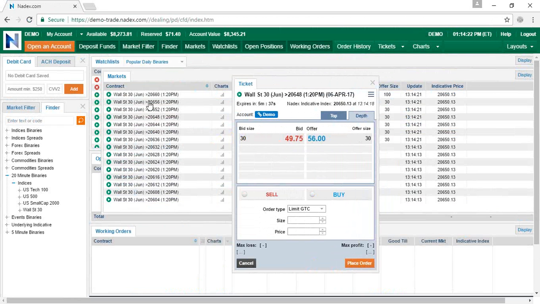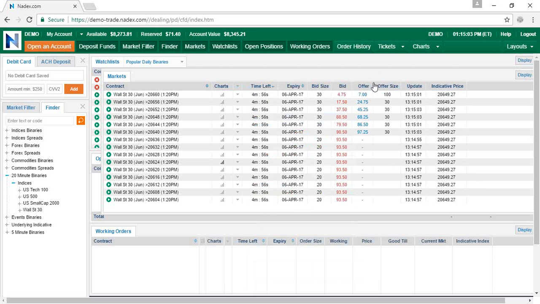Okay, so like this binary contract right here, it's simply a statement. This contract states that the Wall Street 30 will be greater than 2648 by 120 today. That's it. The statement says it will be greater than that. So it's binary: true or false, yes or no, 0 or 1. Will the statement happen or will it not happen? And if I think that statement will happen, then I would want to buy this contract. If I think this statement is false, I would sell the contract, saying no, that statement will not happen. It will not expire greater than that. And in a nutshell, that is what a binary contract is.